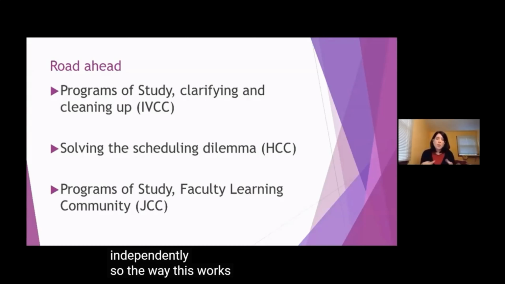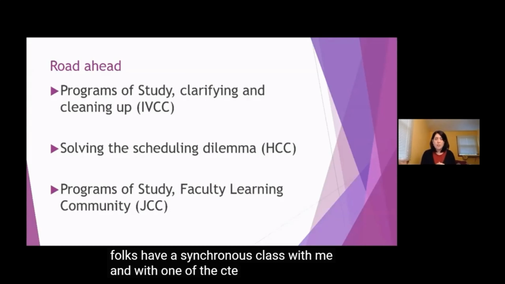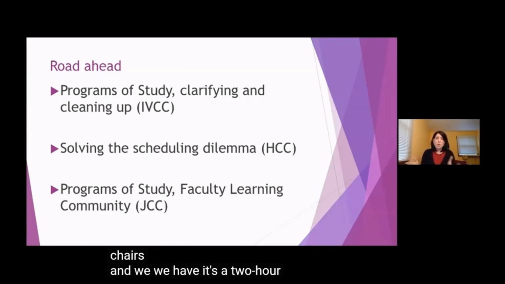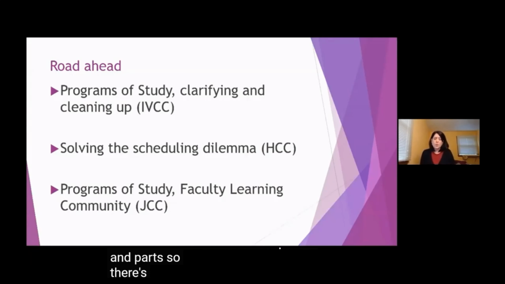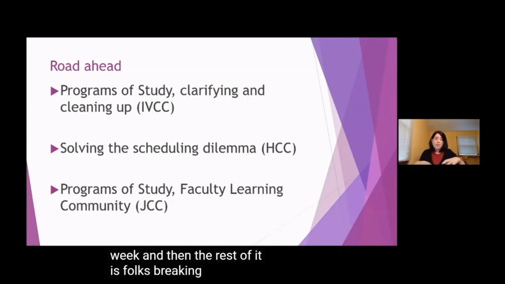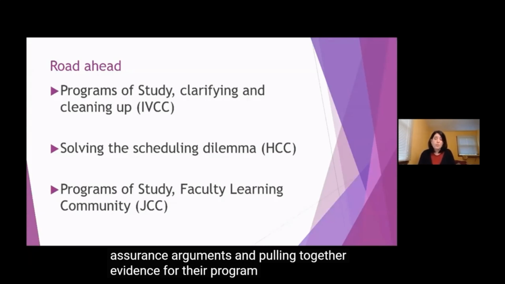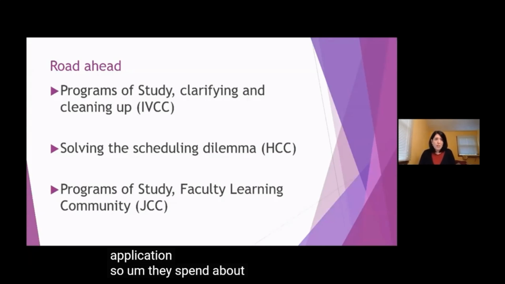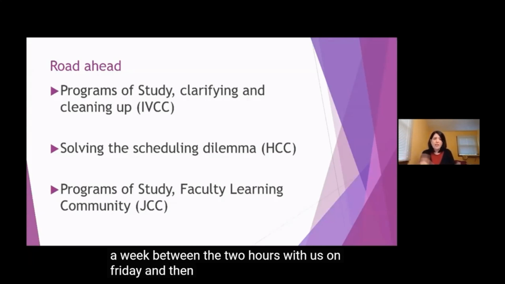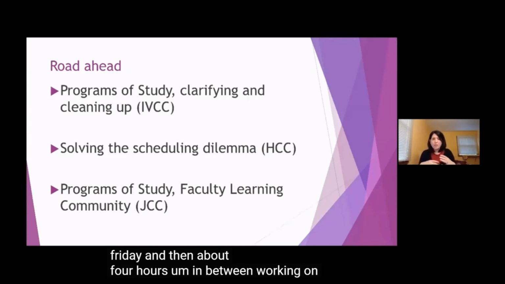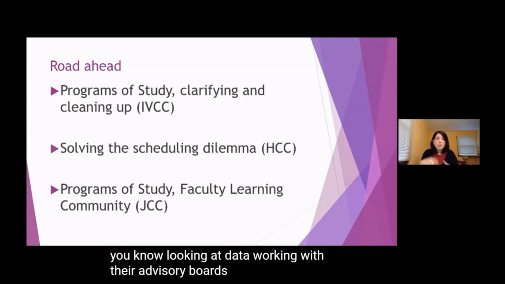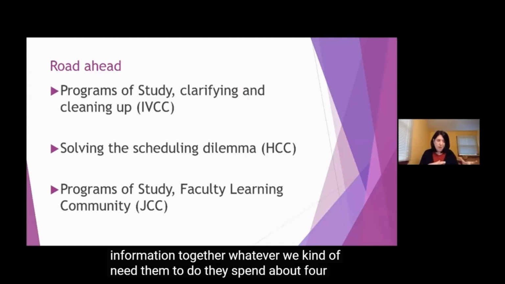So the way this works is Friday afternoons, folks have a synchronous class with me and with one of the CTE department chairs. It's a 2-hour block, divided into pieces and parts. There's a mini lecture about the work they're going to do for next week, and then the rest is folks breaking into small groups. We do this all in Teams, sharing their work, basically their homework, where they're writing assurance arguments and pulling together evidence for their program of study application. So they spend about 6 hours a week: the 2 hours with us on Friday, and then about 4 hours in between looking at data, working with their advisory boards, and pulling other information together, whatever we need them to do.